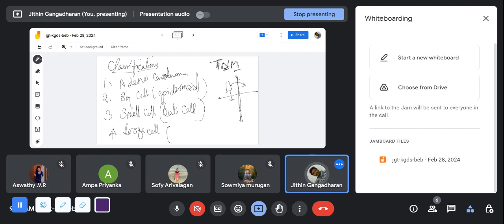Undifferentiated carcinoma or large cell carcinoma. These are the classification of the lung tumors. Adenocarcinoma, squamous cell, small cell, large cell. These are the classification of malignant lung tumors.